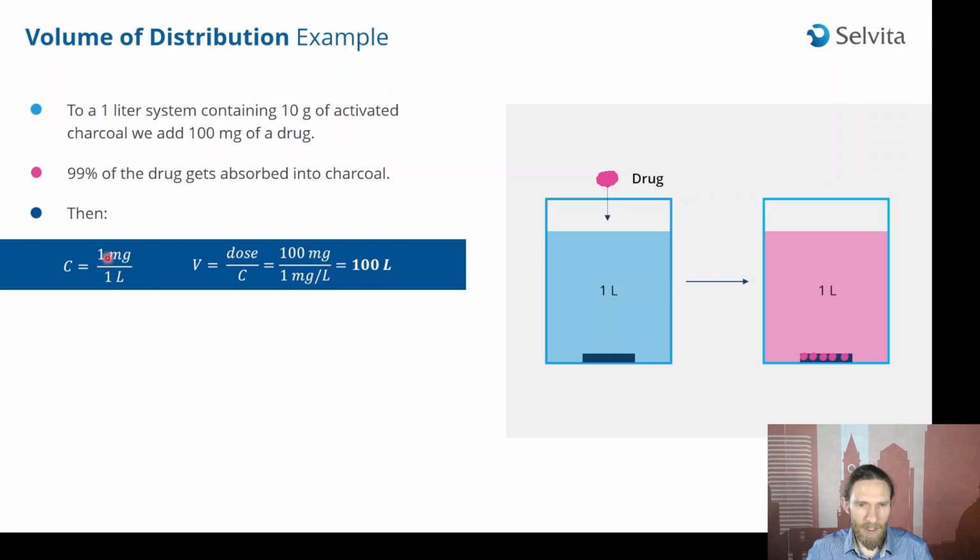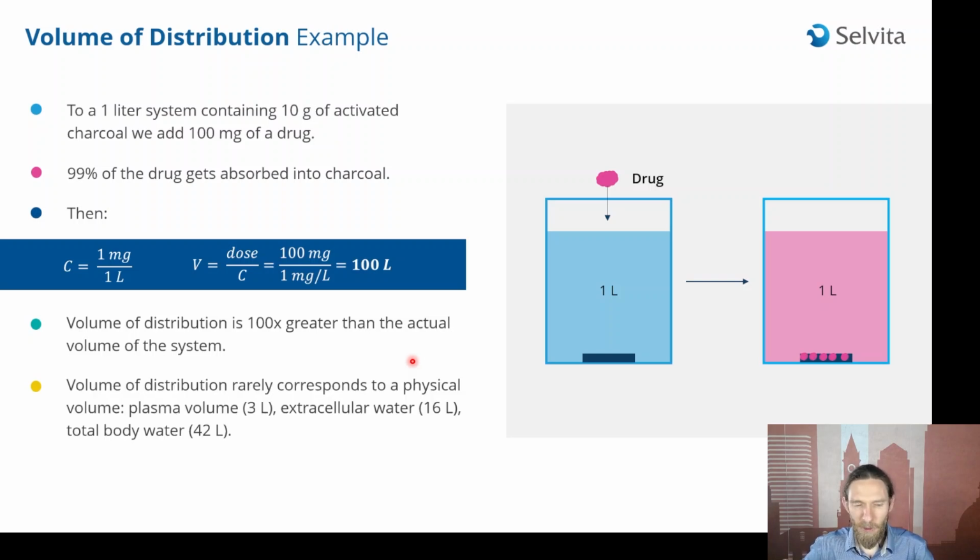So we have 1 milligram divided by 1 liter, this is the concentration. We take the dose divided by the concentration. This is 100 divided by 1, it's 100 liters. So you see the volume of distribution of this drug in this case will be 100 liters. So it is 100 times greater than the actual volume of the system. Amazing.